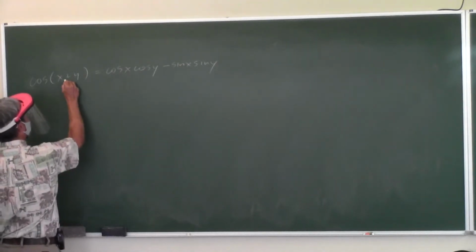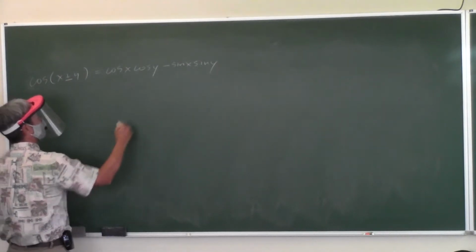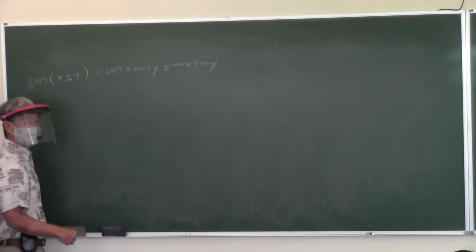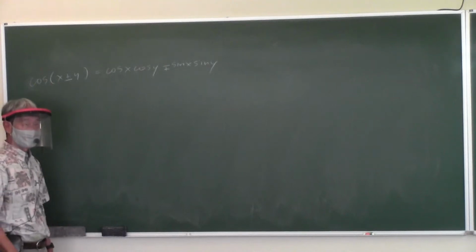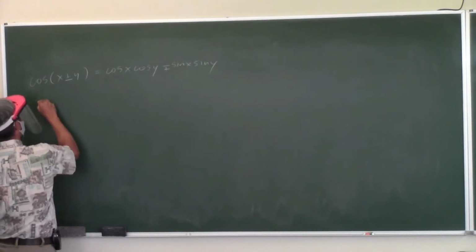And then what would happen if this is a minus? Then that would be a plus. So that's the way we write it. See, the top sign goes with the top sign, the bottom goes with the bottom. You've seen that before, right? Okay, then what about sine?